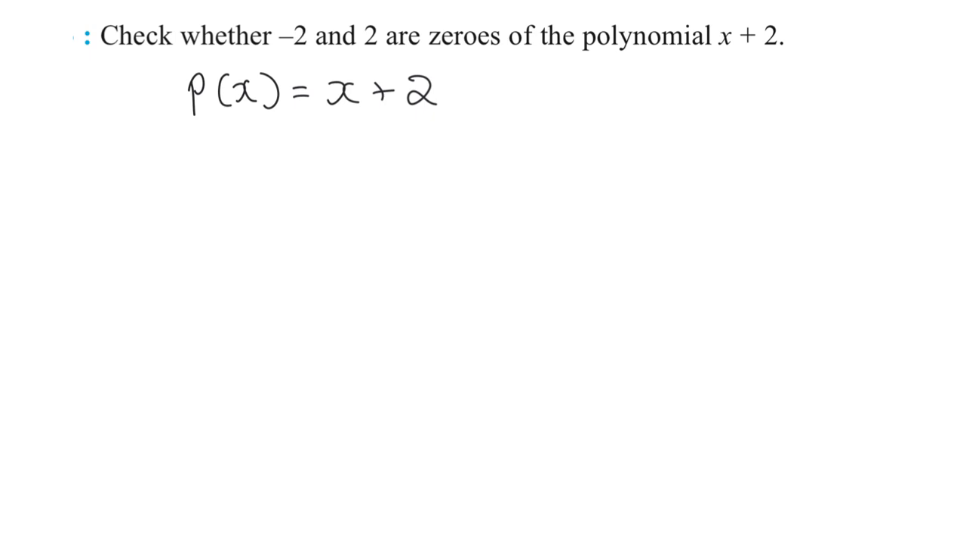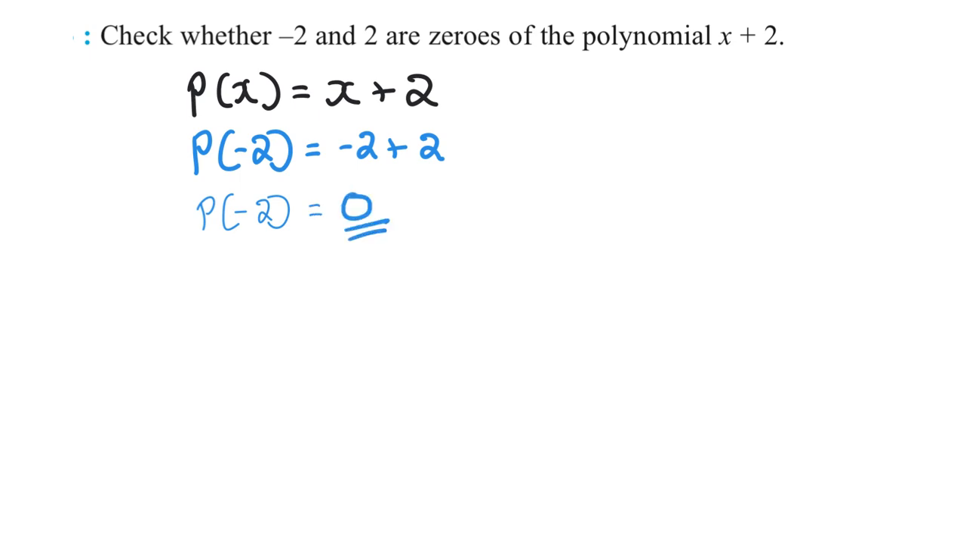So let's first put x as -2. So P of -2 is equal to, wherever I have x, I'll plug in -2. So -2 plus 2. What do we get? P of -2 is equal to 0. So can I say -2 is the zero of this polynomial? Yes, I can, because we know what is the zero of the polynomial.